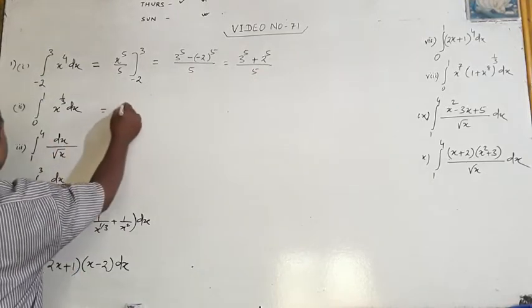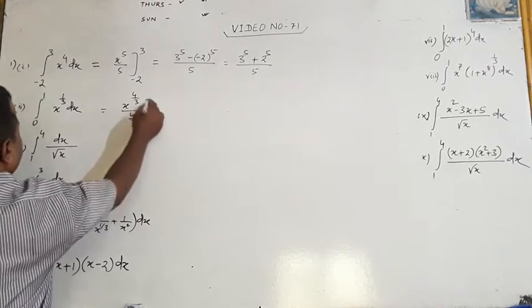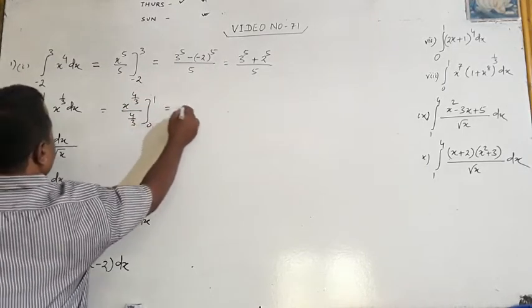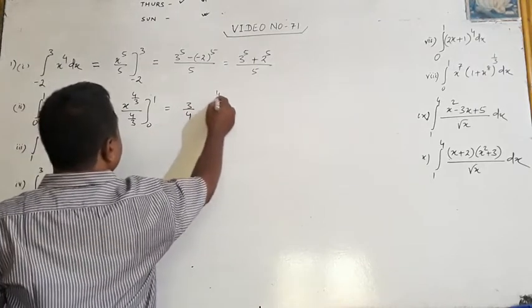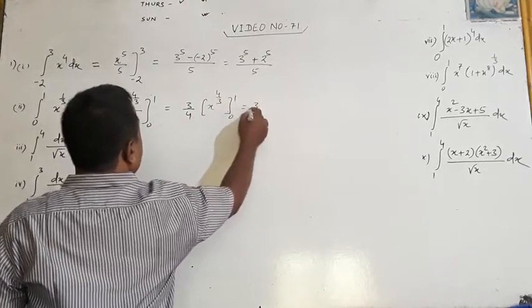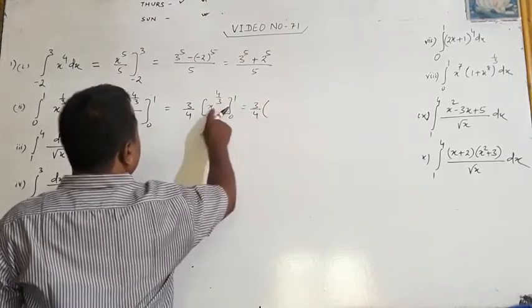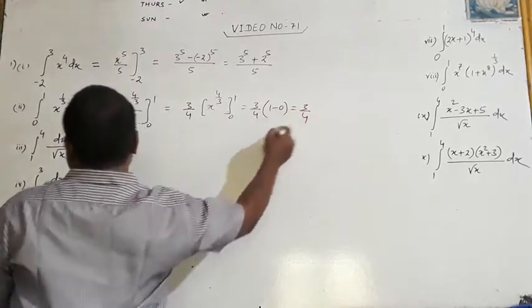Similarly, this is x to the power 4 by 3, divided by 4 by 3, and the lower limit is 0, the upper limit is 1. It is 3 by 4, x to the power 4 by 3, from 0 to 1. So 3 by 4 is taken outside. You just put 1 here. It is 1 minus 0. The result is 3 by 4.